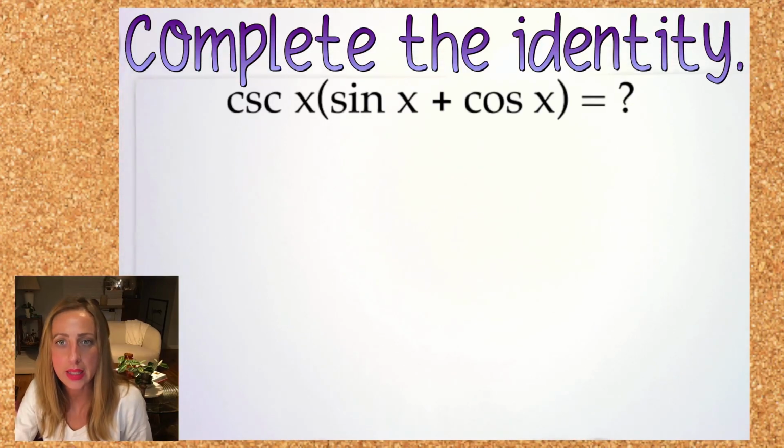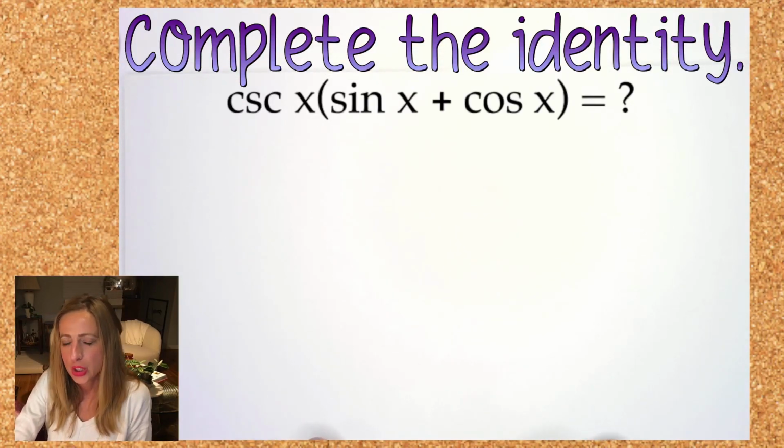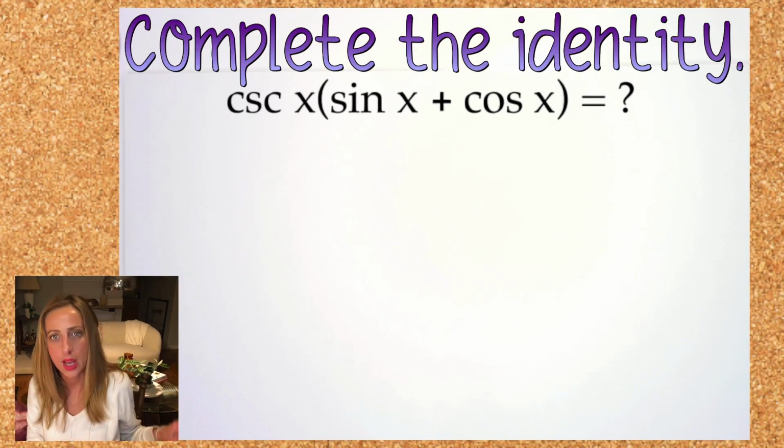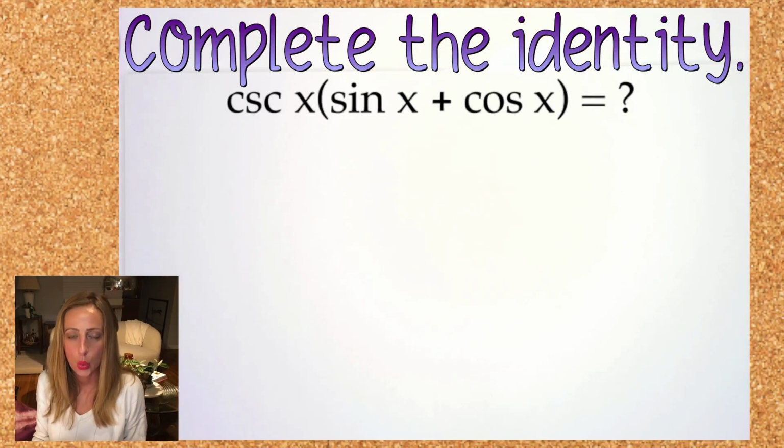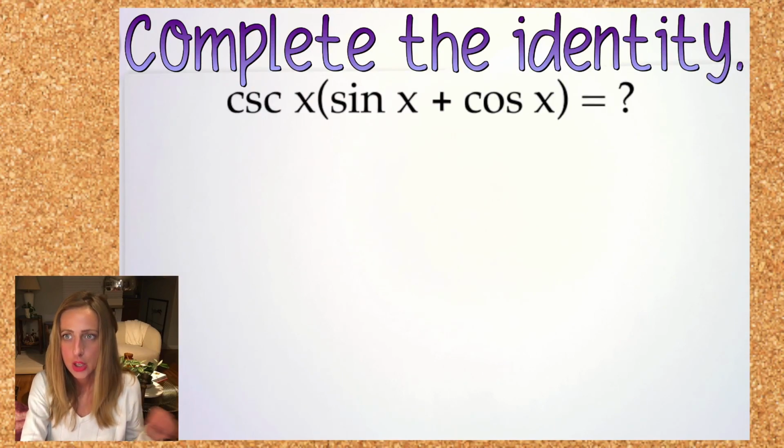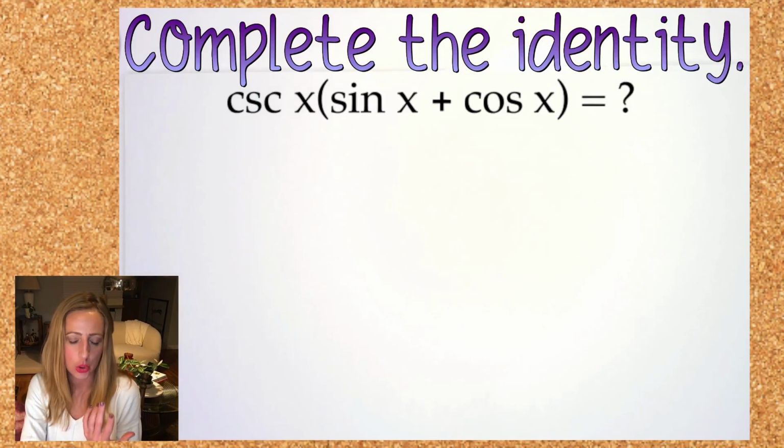We are going to complete the identity that you see on your screen now, which is cosecant theta times the quantity of sine theta plus cosine theta. So remember that completing the identity is basically implying that we want to simplify or, if possible, rewrite it as a single trigonometric expression. So if you could just get it down to one trig expression, that would be great. Are you always going to be able to do that? No, not always, but that's what we strive for.